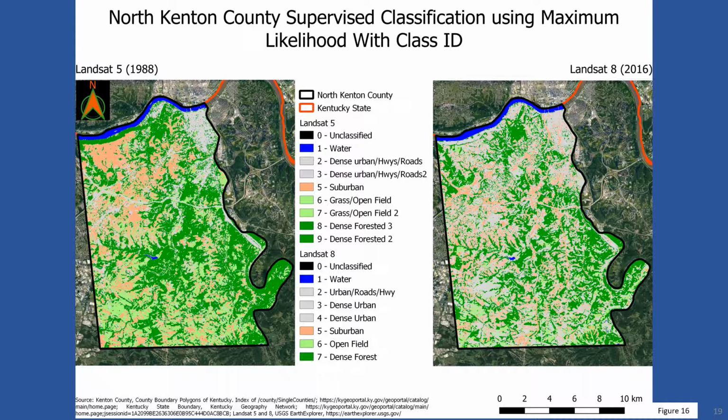Based on the classification results, the biggest areas of change you can see visually between the two time periods are the reduction of forested areas and the increase in both urban and suburban areas. The once forested areas are now either open fields, suburban, or urbanized areas. You can also see that a lot of the suburban areas in 1988 seem to have changed into urbanized areas by 2016.